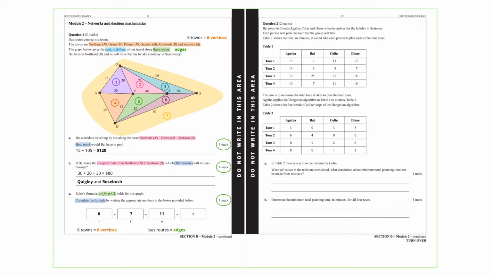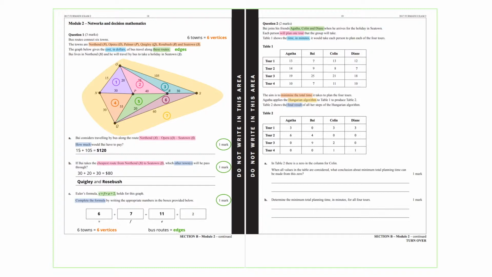Question 2. Bai joins his friends Agatha, Colin, and Diane when he arrives for the holiday in Seatown. Each person will plan one tour that the group will take. Table 1 shows the time in minutes it would take each person to plan each of the 4 tours. The aim is to minimize the total time it takes to plan the 4 tours. Agatha applies the Hungarian algorithm to Table 1 to produce Table 2. Table 2 shows the final result of all her steps of the Hungarian algorithm.